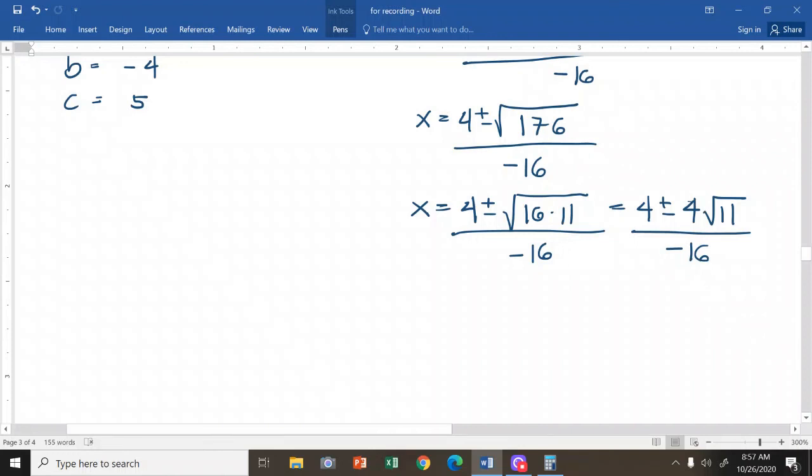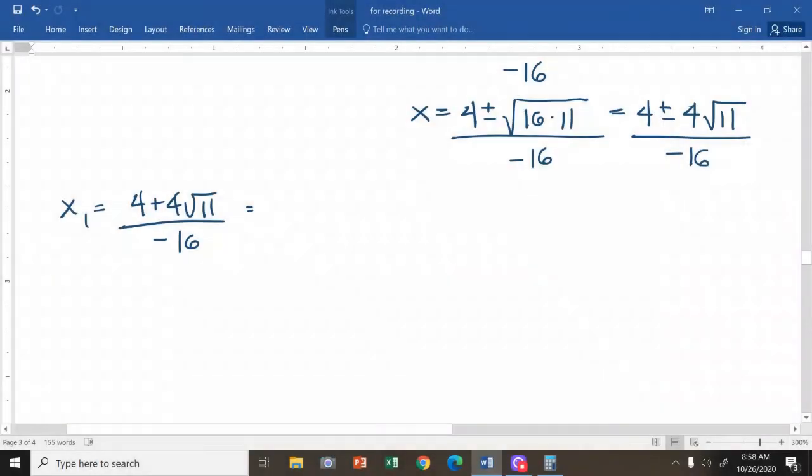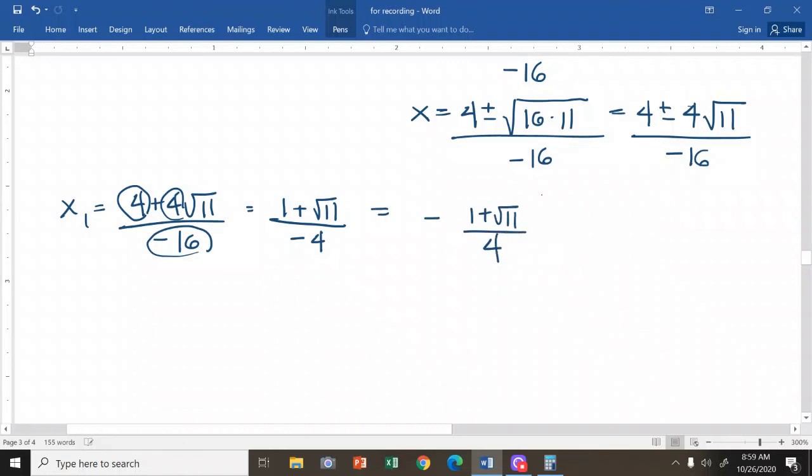Okay, so therefore, solve na natin yung values ng x. Okay, so pag sinimplify natin to, ang isi-simplify nyo lang ito. Yan. Okay? So, ang common denominator nila is 4. So, sabihin, ito pwede natin isulat as 1 plus square root of 11 over negative 4. Yan. Or pwede mo rin siyang isulat like this. Negative of 1 plus square root of 11 over 4. Ayan. So, ito yung ating first answer.